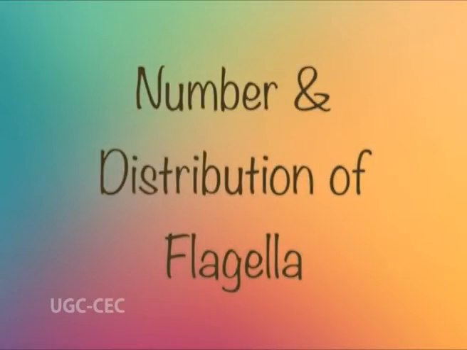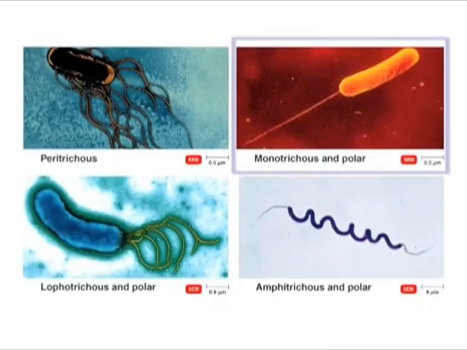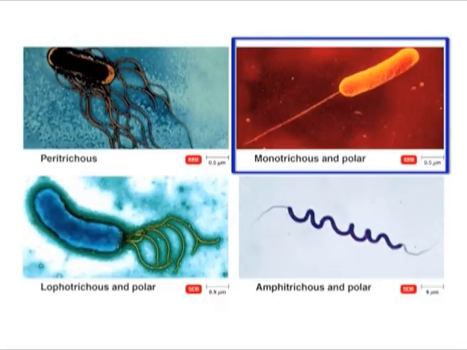Now, number and distribution of flagella. On the bacterial surface, these are characteristic for a given species and hence are useful in identifying and classifying bacteria. Flagella may be arranged in various patterns. First, monotrichous, a single polar flagellum as found in Vibrio cholerae.